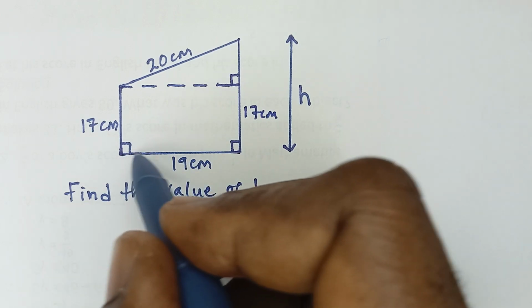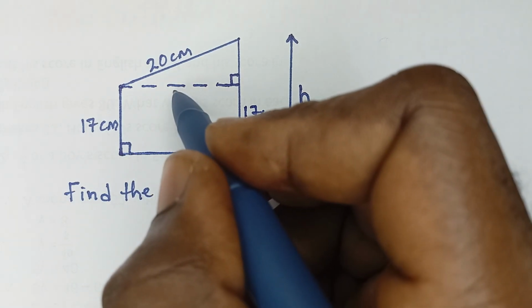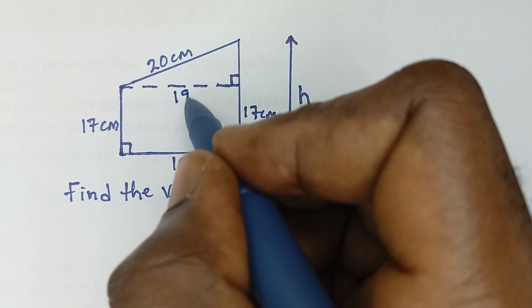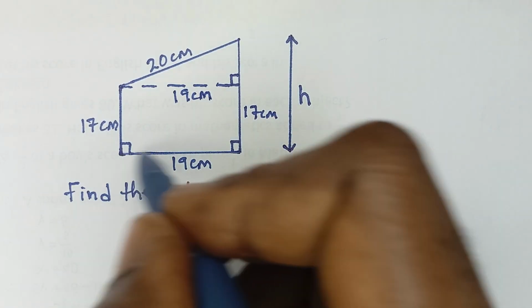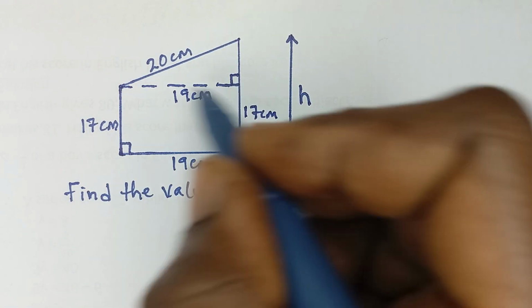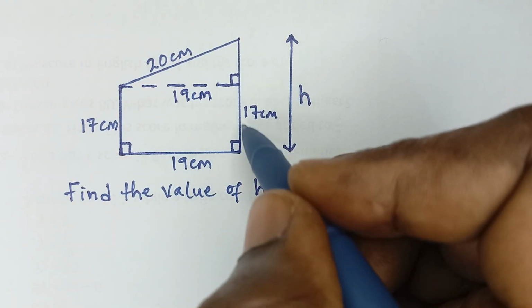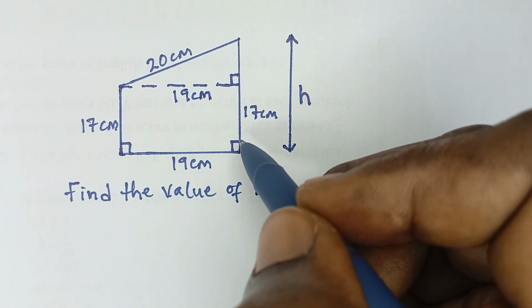So similarly, if this place is 19, here will also be 19 centimeters, since the opposite sides of a rectangle are equal. This is 19, here will also be 19, we have 17, and we have 17 as well.